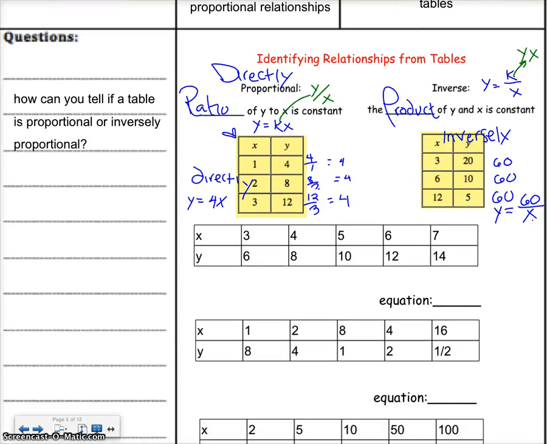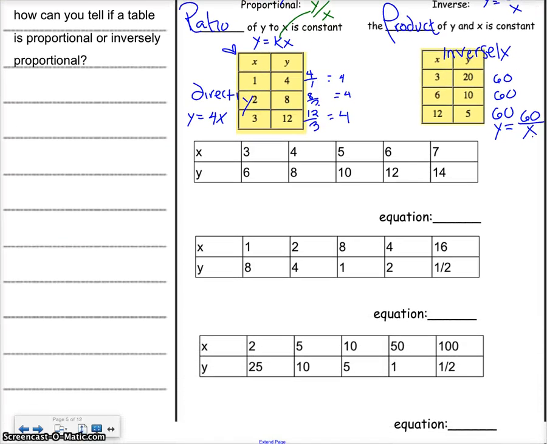Okay? The next one, I want to check to see if this is directly proportional or inversely proportional. Direct is the constant ratio. So if you're like, what the heck, how do I start this? The first thing I do is check the ratio. If that's not the same, the second thing I do is check the product, if you're ever confused. However, I always start with the ratio.